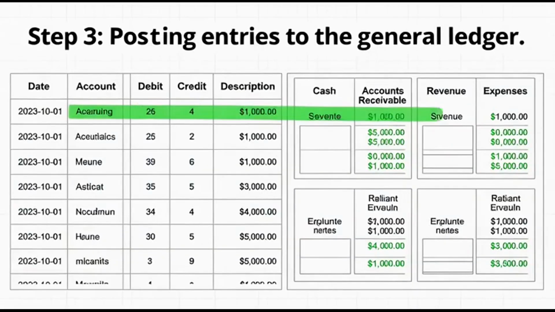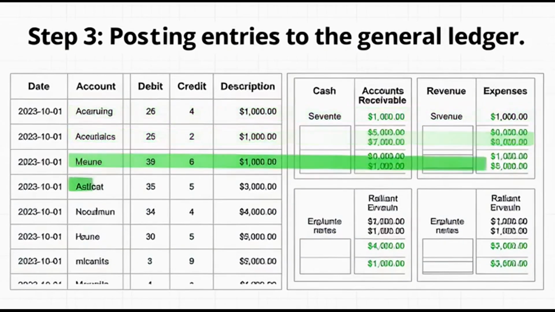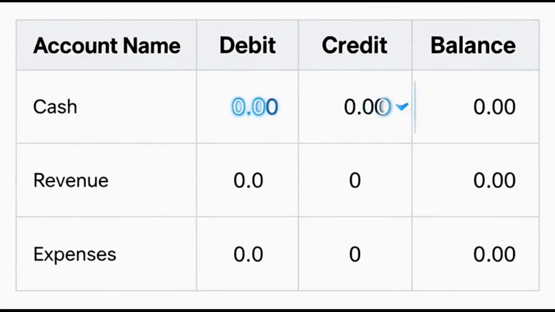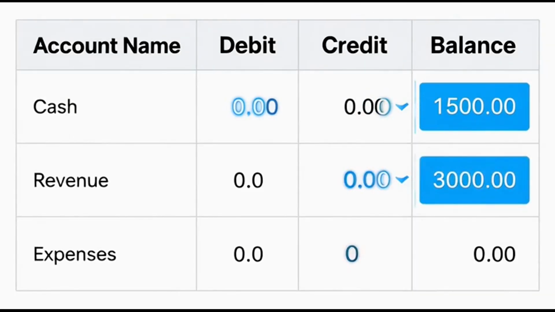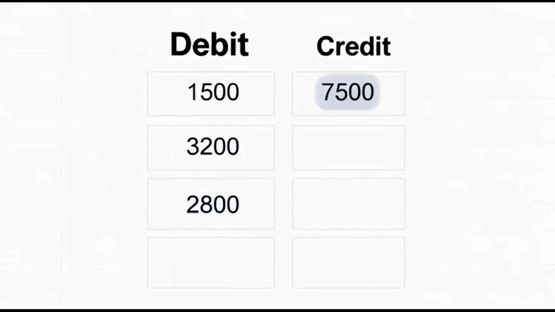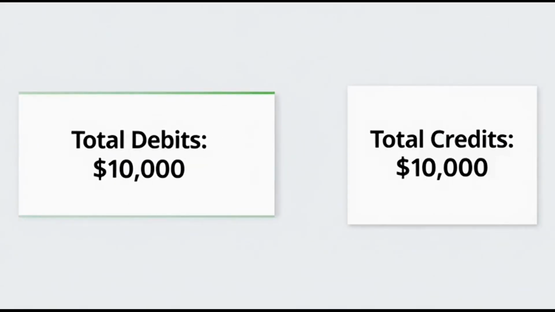Step 3. Posting entries to the general ledger. The general ledger summarizes balances for each account. Step 4. Preparing the unadjusted trial balance. This ensures total debits equal total credits.